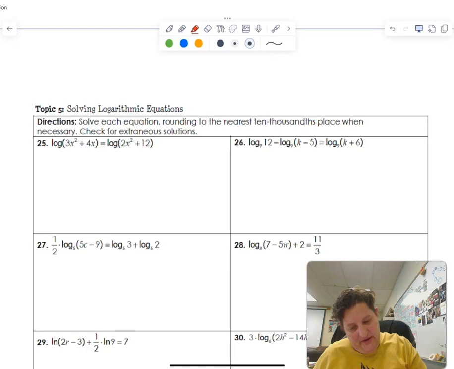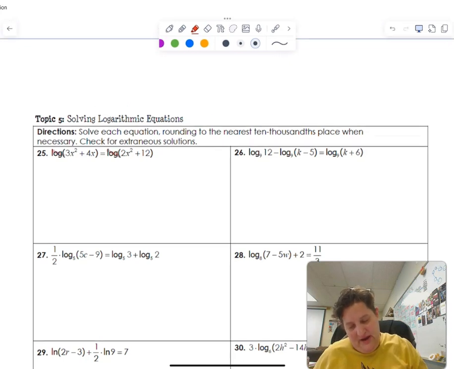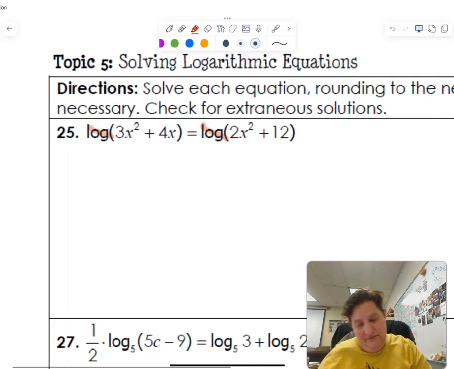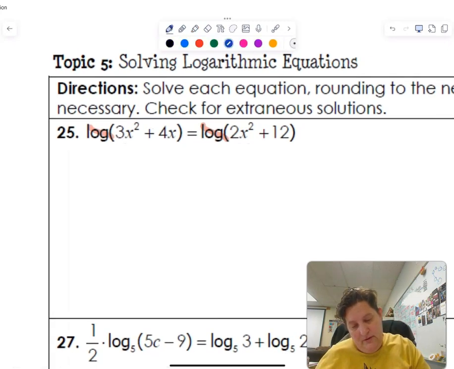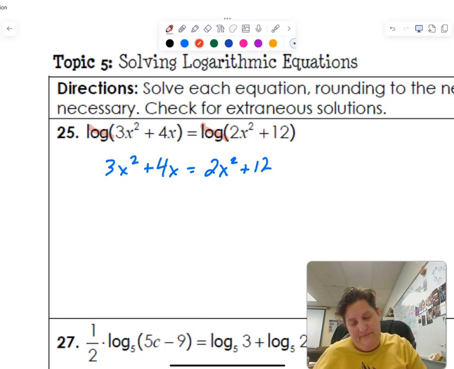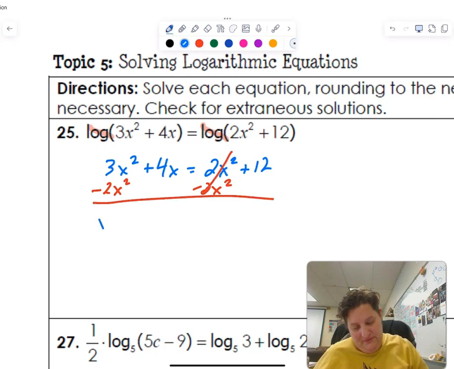Okay, these are all going to be kind of mixed up a little bit, but a log on the same side, we cross the logs off. Okay, we get 3x squared plus 4x equals 2x squared plus 12. I'm going to subtract the 2x squared over. That gives me just x squared. And then I'm going to subtract the 12 over.